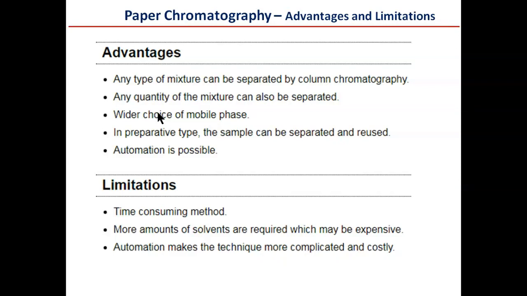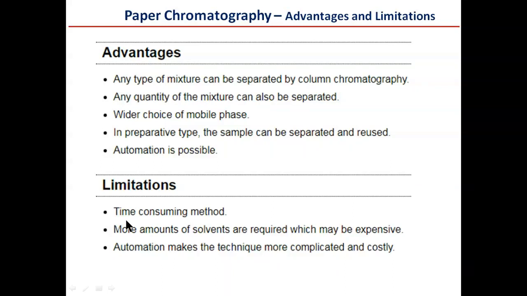Wider choice of the mobile phase. Here we can choose any mobile phase in which the mixture is going to dissolve. And next is in preparative type, the sample can be separated and reused. And next is automation is possible. Automation is possible in the case of column chromatography.